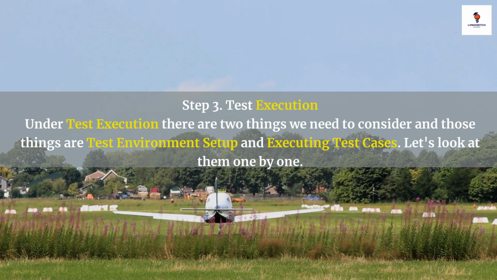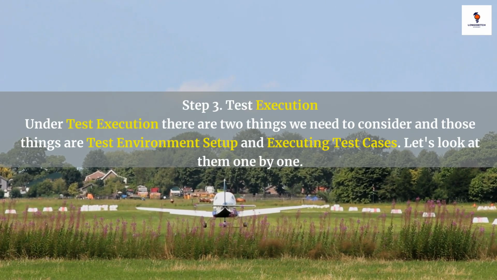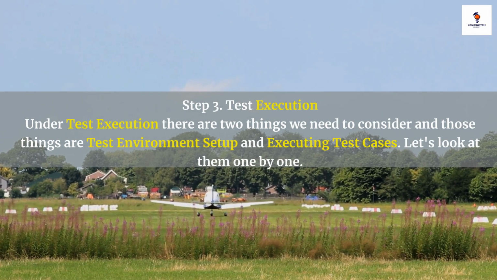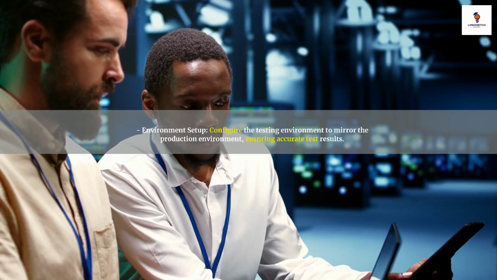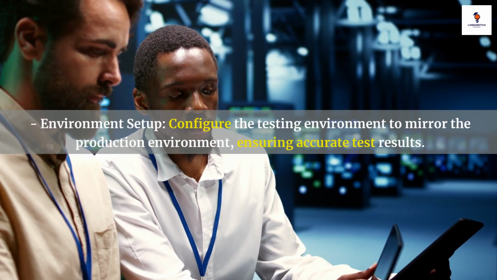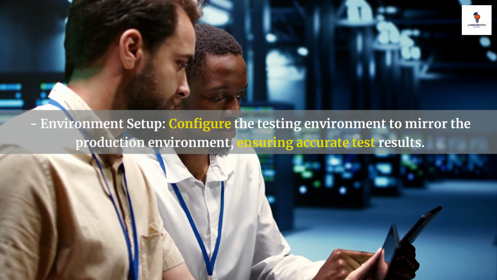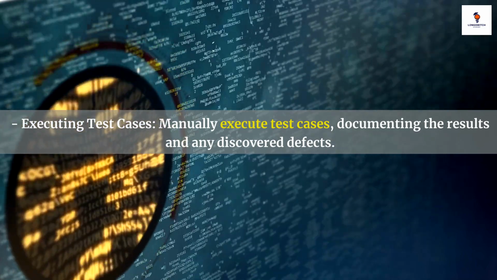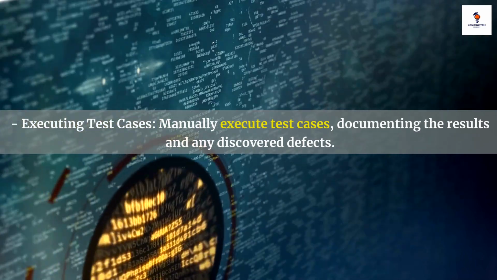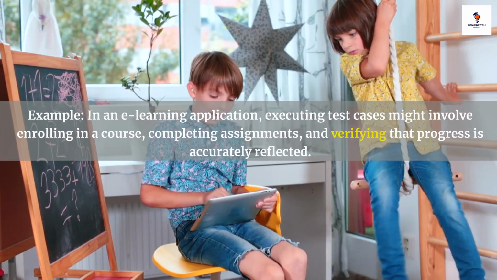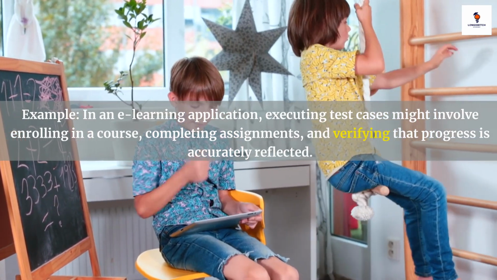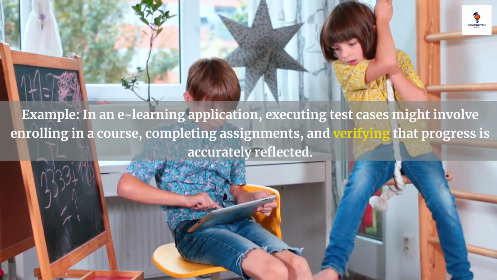Step 3. Test execution. Under test execution, there are two things we need to consider, and those things are test environment setup and executing test cases. Let's look at them one by one. Environment setup. Configure the testing environment to mirror the production environment, ensuring accurate test results. Executing test cases. Manually execute test cases, documenting the results and any discovered defects. Example: in an e-learning application, executing test cases might involve enrolling in a course, completing assignments, and verifying that progress is accurately reflected.